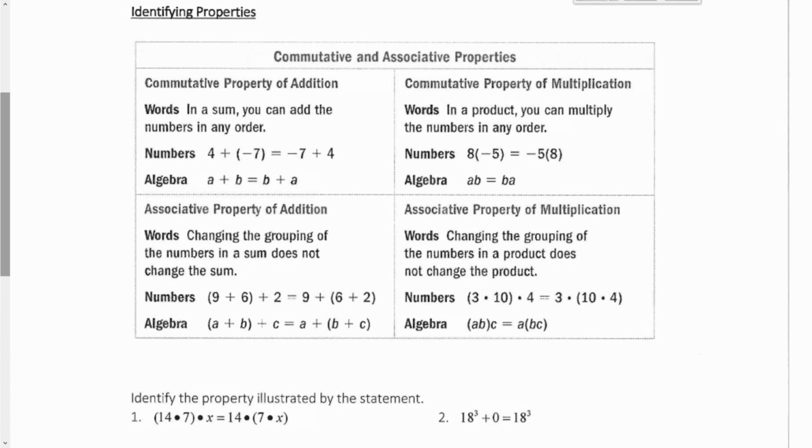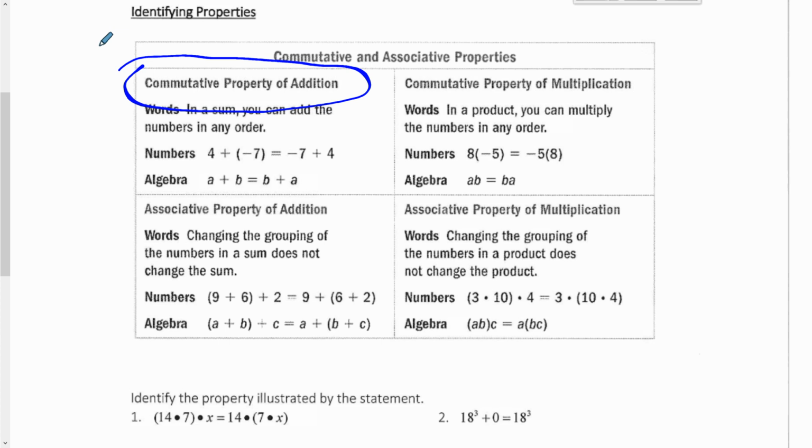So if you look first at the commutative property of addition, it says that in a sum, you can add the numbers in any order. So when we're adding numbers, the order doesn't matter. So here's your example. 4 plus -7 is the same thing as -7 plus 4. That's the commutative property. It doesn't matter if we switch the order, it's still going to give us the same thing.